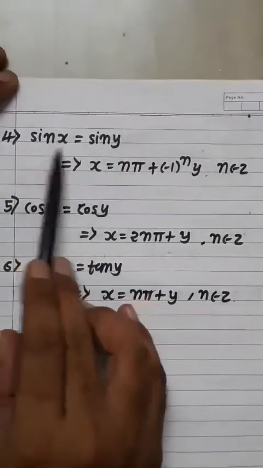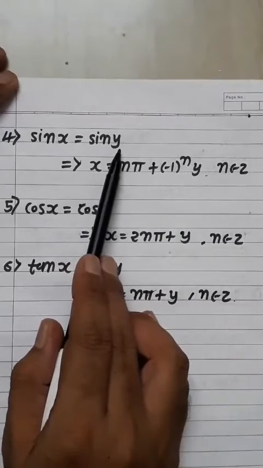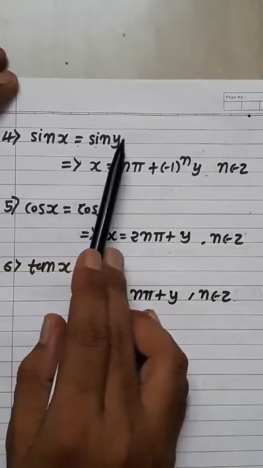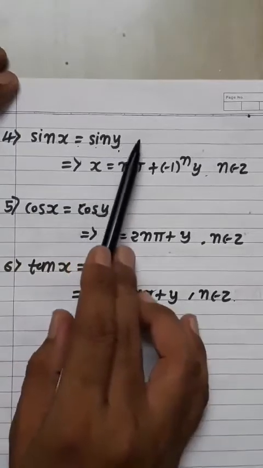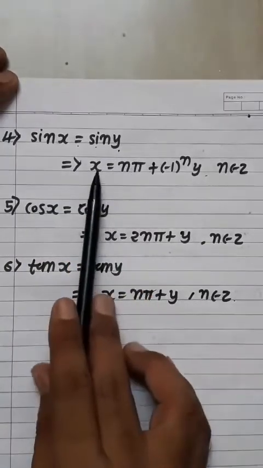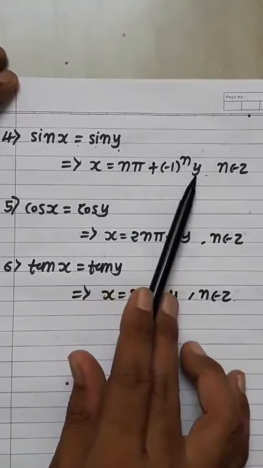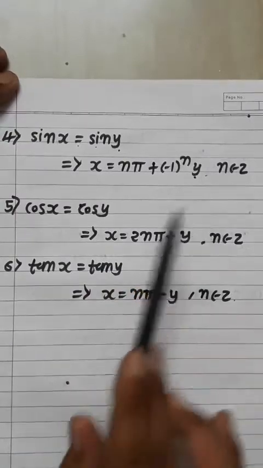So sin x is equal to sin y form is present. That means suppose sin x is equal to sin 30 is present. So we know that the value of sin 30 is 1 by 2. So here we can write x is equal to n pi plus (minus 1) raised to n, y in place of which we write 1 by 2.